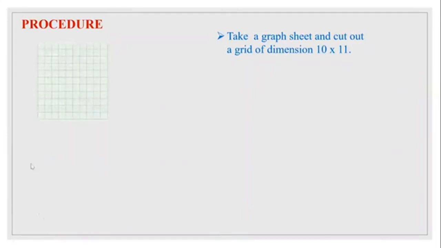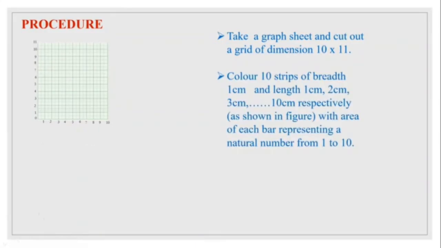I'll take a graph sheet and I'll cut a grid of 10 and 11. You can see here I am taking 11 squares vertically and 10 squares horizontally. Next, what is the second step? Color 10 strips of breadth 1 centimeter, length 1 centimeter, 2 centimeters, 3 centimeters up till 10 centimeters respectively, as shown in the figure, with the area of each bar representing natural numbers from 1 to 10.